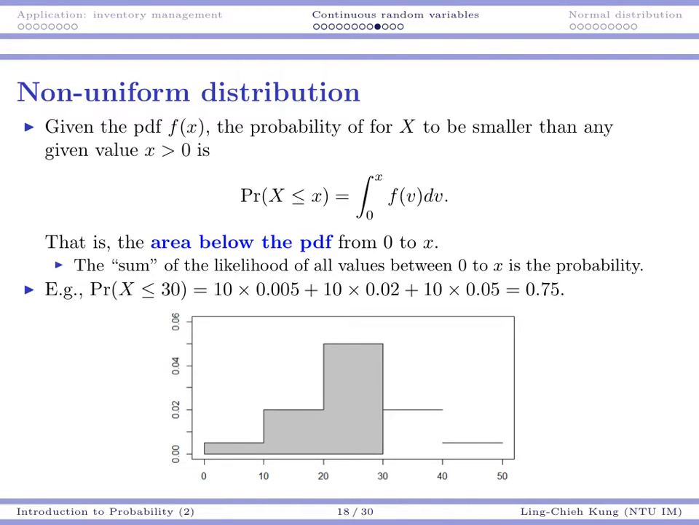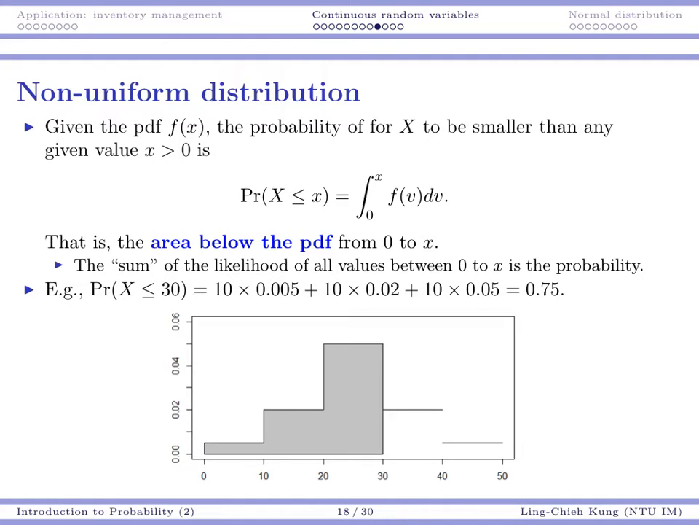So given x, you ask, what's the probability for your capital X to be smaller than that? Well, you don't really need to know calculus in this course, but you need to know its idea. Its idea is the area below the PDF, from 0 to x. When you know this, then it makes sense that you prefer a higher PDF, or you prefer f of x to be larger, so that the probability for x to be within that region gets higher.